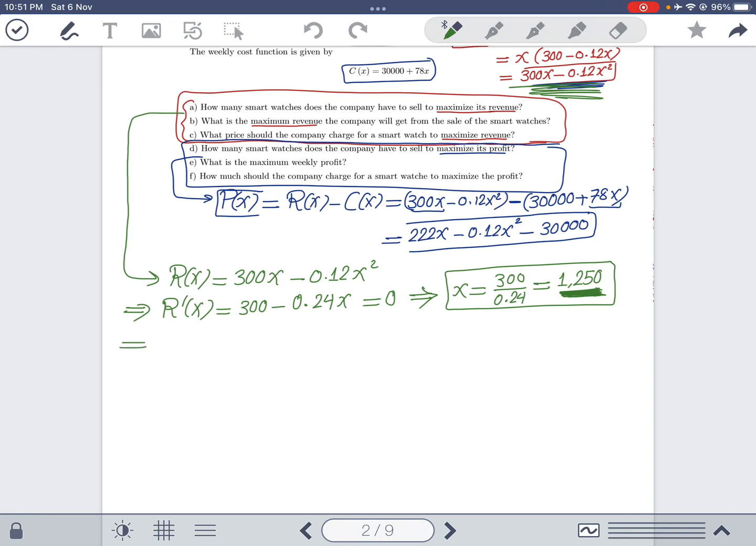There is an easy way. If you compute the second derivative, look at what you get. The derivative of 300 with respect to x is 0, and the derivative of negative 0.24x is negative 0.24. It doesn't have an x, so it's just a negative number. So this second derivative is always negative. And so the function itself, R of x, the revenue, is always concave down.